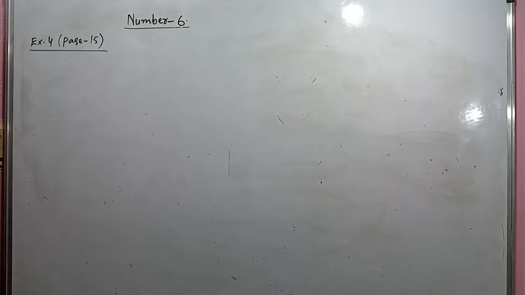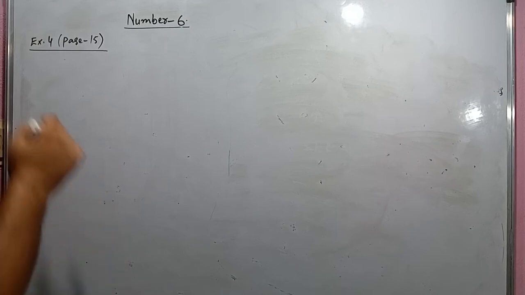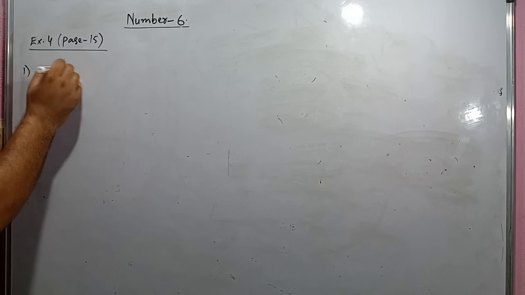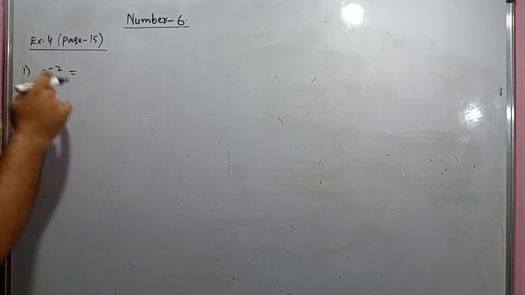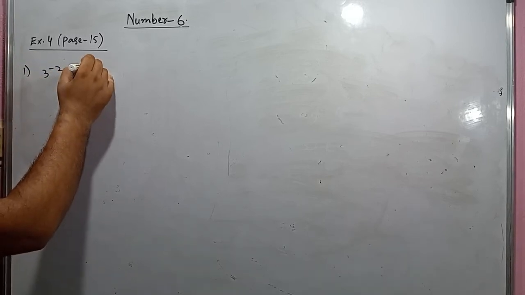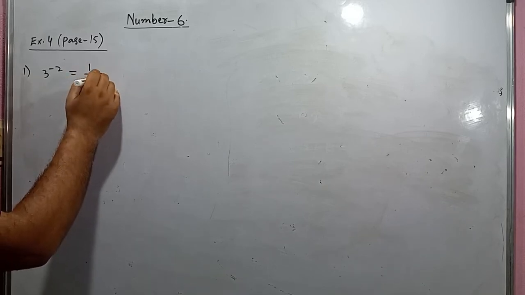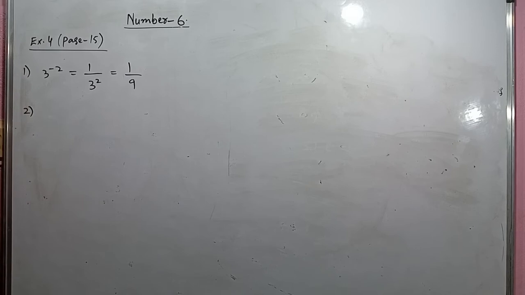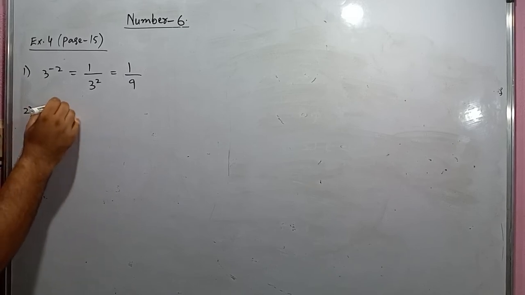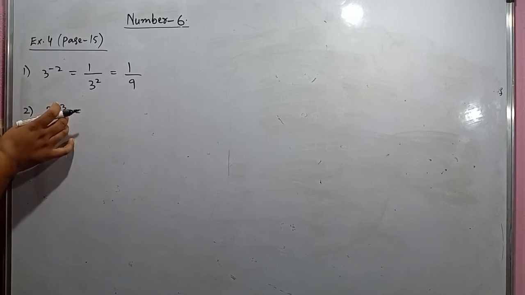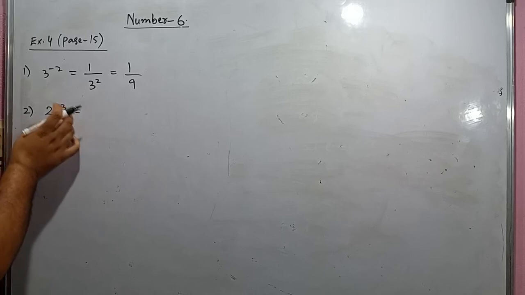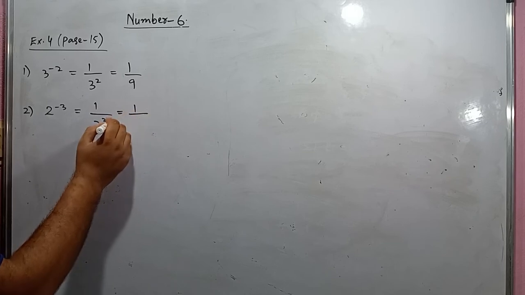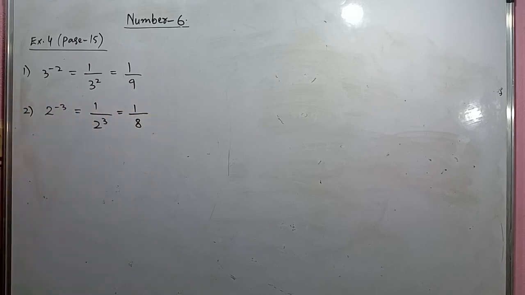Now moving towards exercise 4, page number 15, you can see the first question, workout. It's 3 to the power minus 2. So first I will try to make the power positive. So I will write its reciprocal. That's 1 divided by 3 power 2. It's 1 divided by 3 3s are 9. And the second one is 2 to the power minus 3. So here it's negative power. So first I will try to make the power positive. That's 1 divided by 2, 2s are 4, 2s are 8. 1 by 8 is the answer.